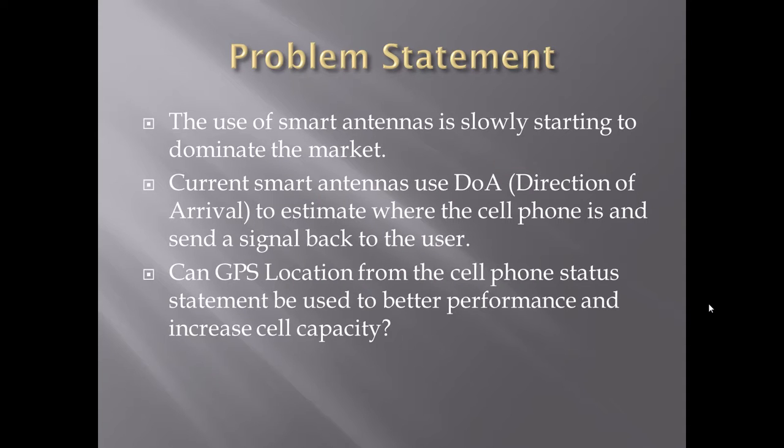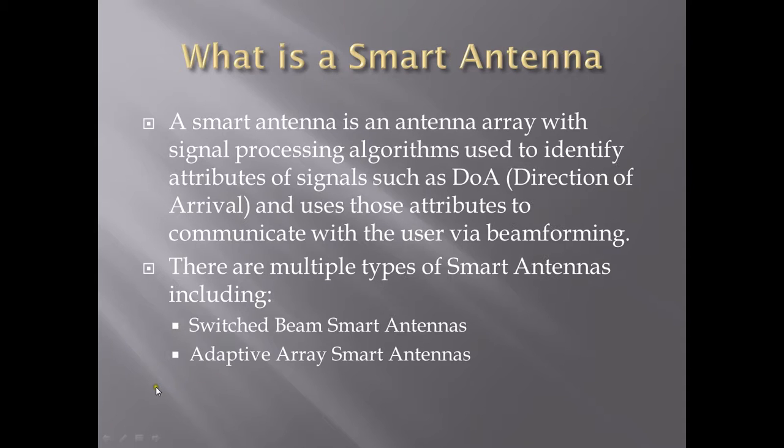The problem statement of my project is the use of smart antennas is slowly starting to dominate the market. Current smart antennas use DOA, or direction of arrival, to estimate where the cell user is and send the signal back to the user. I believe that you can use a GPS location from the phone status statement for better performance and to increase the cell capacity.